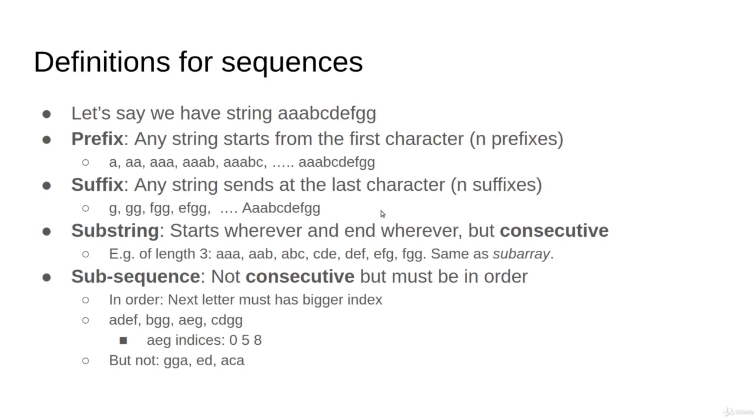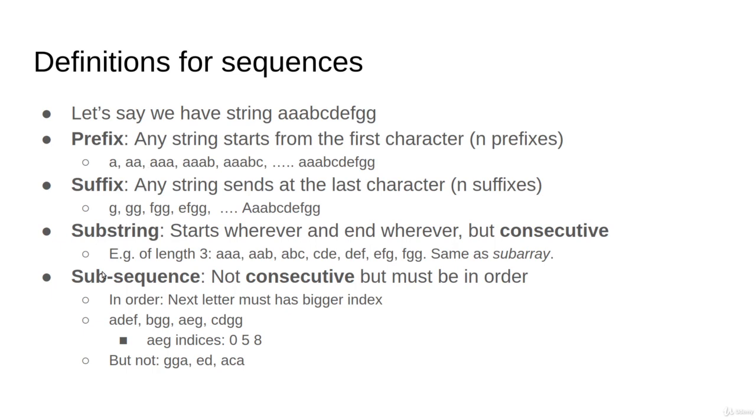The substring starts anywhere and ends anywhere, but again it has to be consecutive. So for example, if I took the first three letters here, AAA, it is also a substring. And for example, if I started at C and took CDE, it's a substring. BCD, substring. EFGG, substring. According to this definition, any prefix is a substring and any suffix is a substring. And there are many substrings, much more than prefixes and suffixes.